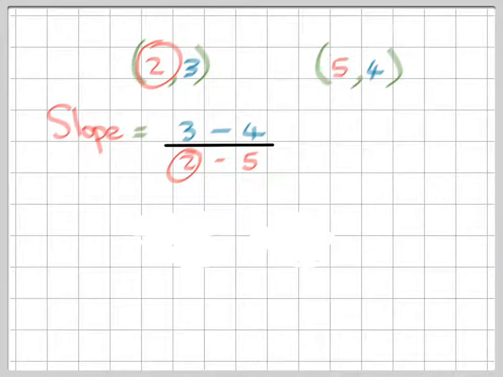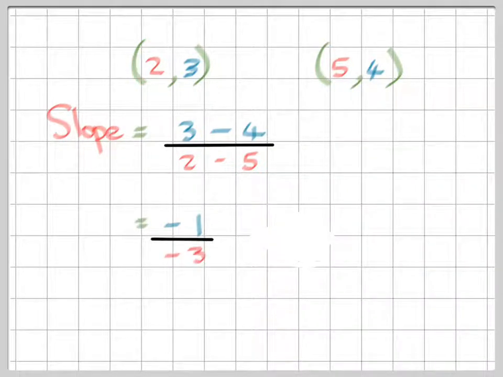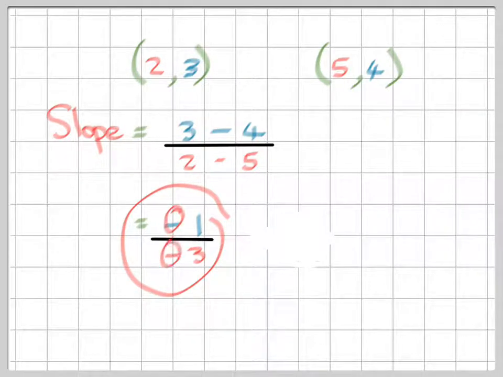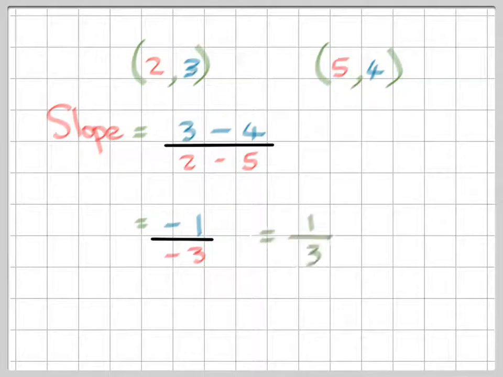Okay, and if we do our calculation, we come to minus 1 over minus 3, and you can see these two signs here are going to become a positive because two minuses make a plus. So we end up with a slope or gradient of 1/3.